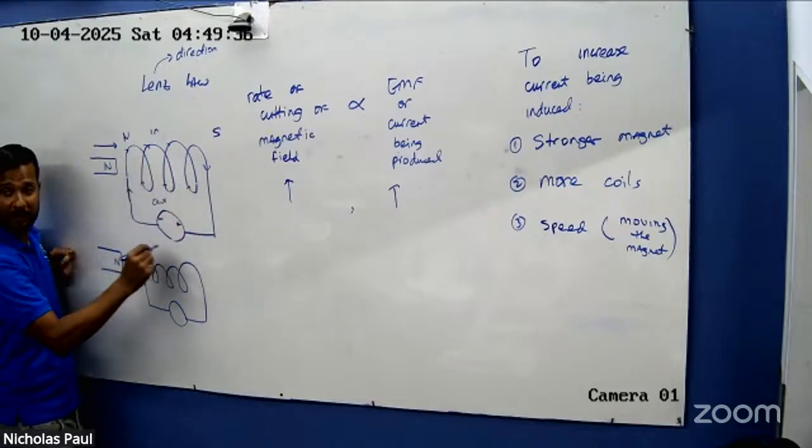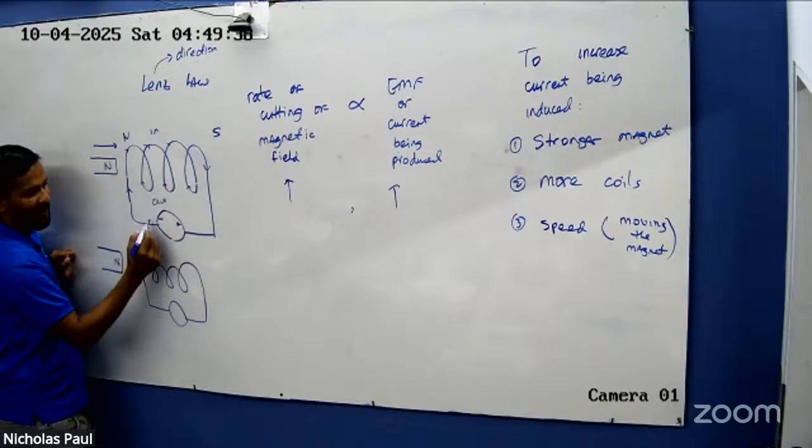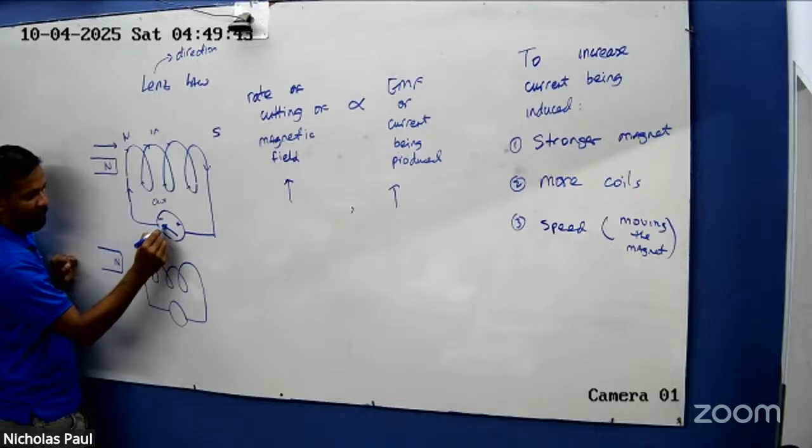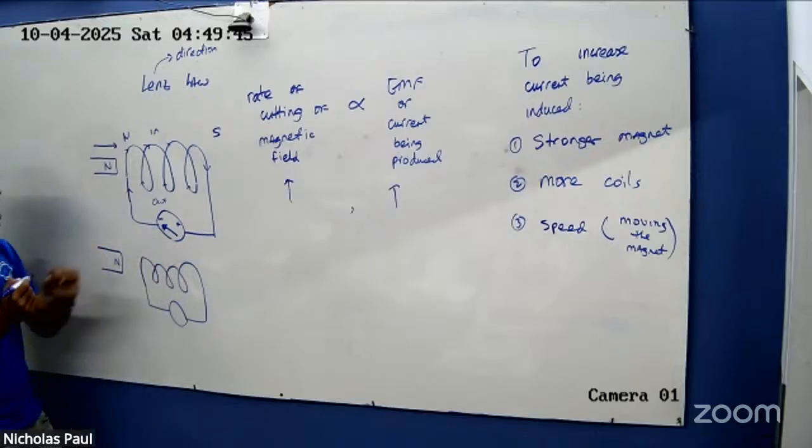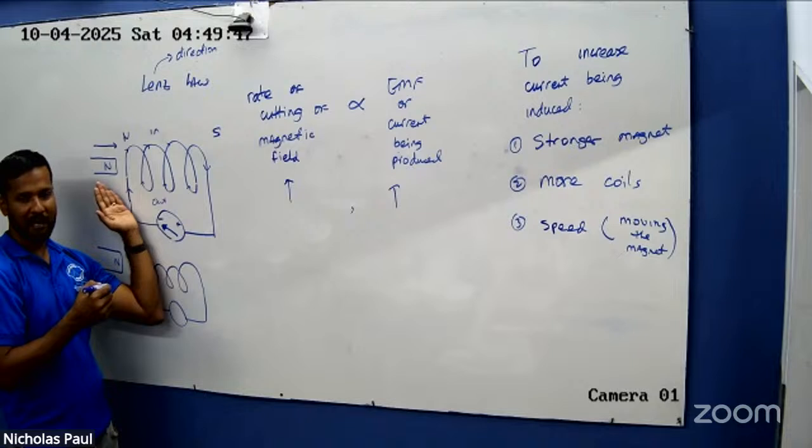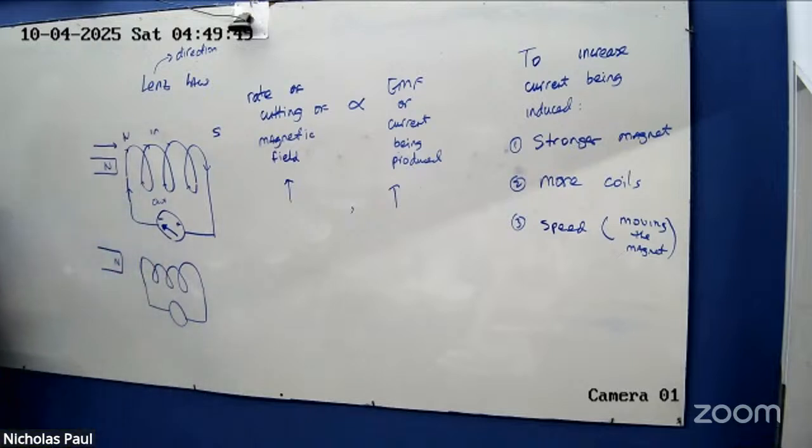You'll see that? And if the current is going this way, the needle points in the same direction. That's okay? So the galvanometer needle will go to the left. Everybody okay with that? Watch it again.